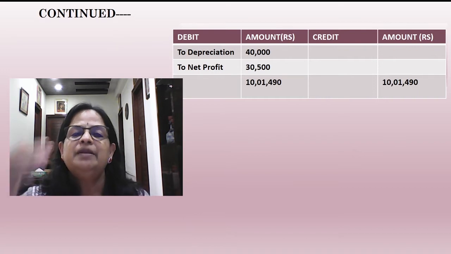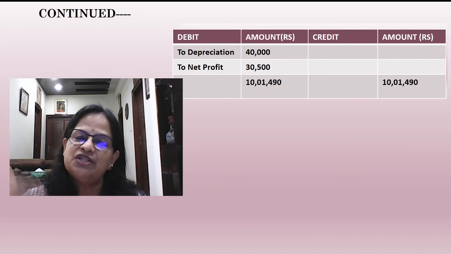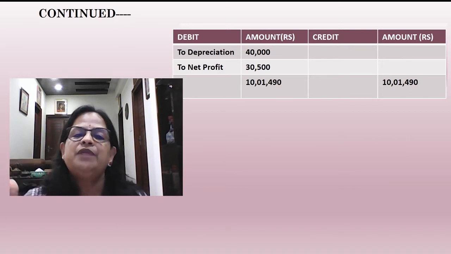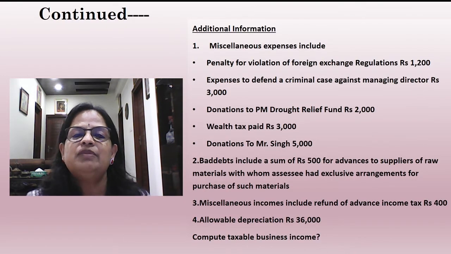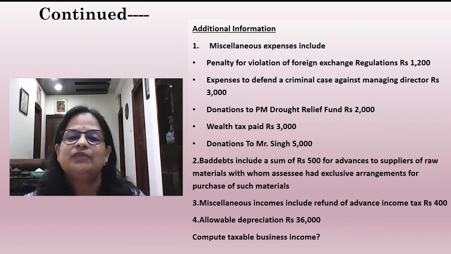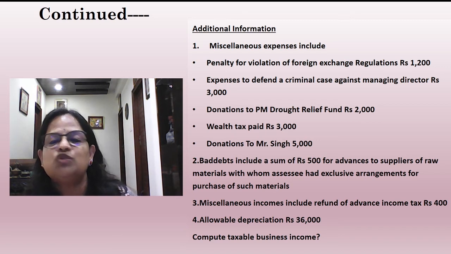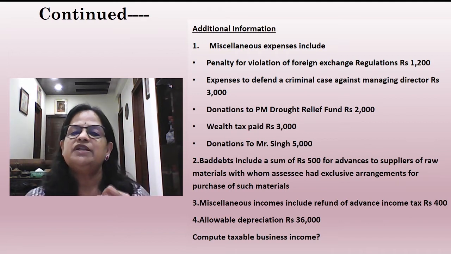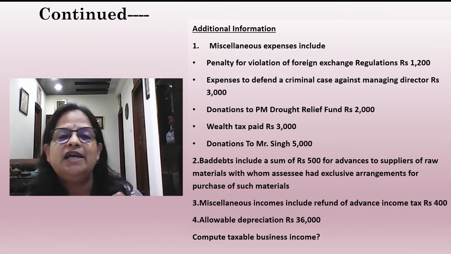Now continuing, depreciation 40,000 is not allowed. Whatever depreciation is given in the additional information we will allow. Now net profit is 30,500. So now we will see the additional information. Miscellaneous expenses include items that we have to adjust. Penalty for violation of foreign exchange regulations 1,200 is not allowed. Any fine, any penalty is not allowed. Expenses to defend criminal case against managing director, rupees 3,000, not allowed. Any legal expenses not allowed.